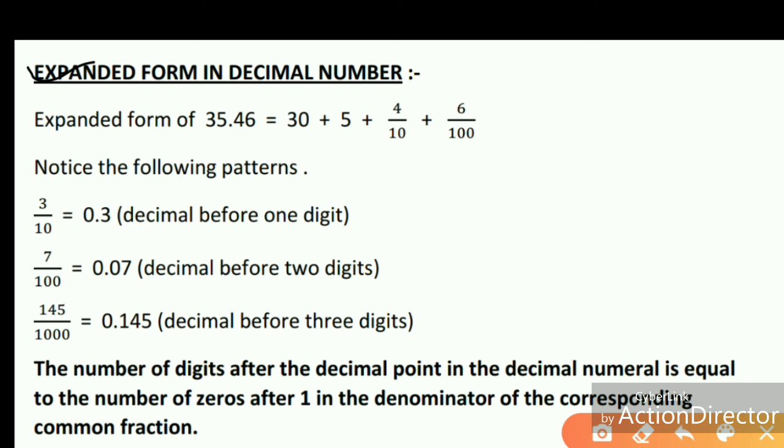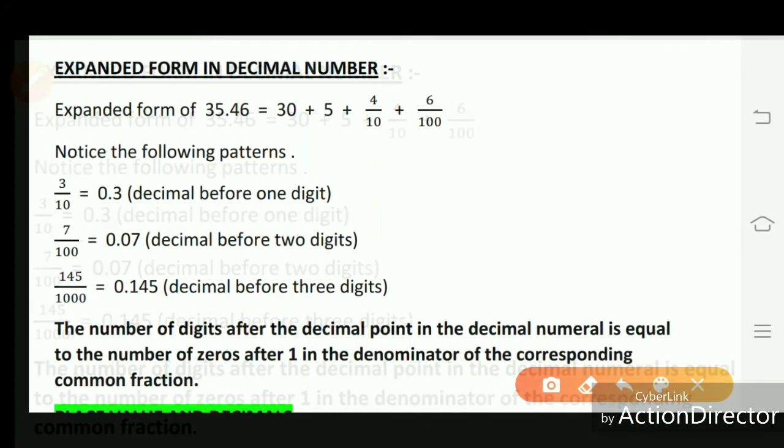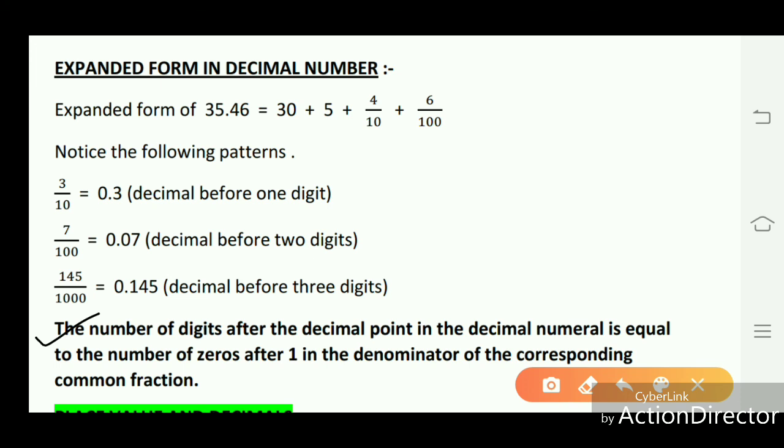Notice the following patterns. 3 upon 10 is equal to 0.3, decimal with one digit. 7 upon 100 is equal to 0.07, decimal with two digits. 145 upon 1000 is equal to 0.145, decimal with three digits. Here the number of digits after the decimal point in the decimal numeral is equal to the number of zeros after 1 in the denominator of the corresponding common fraction.